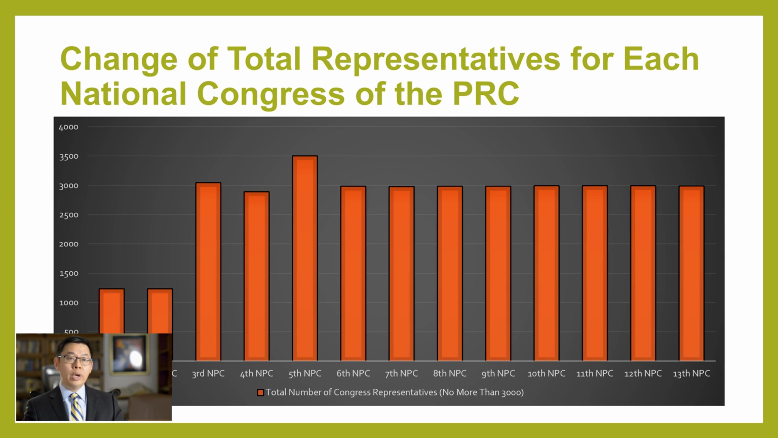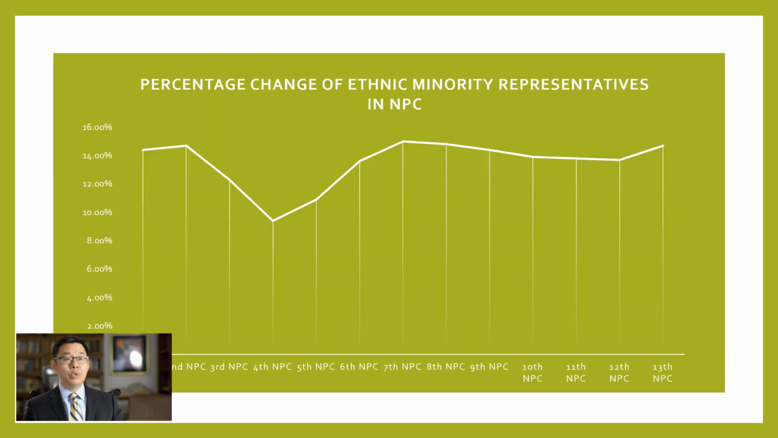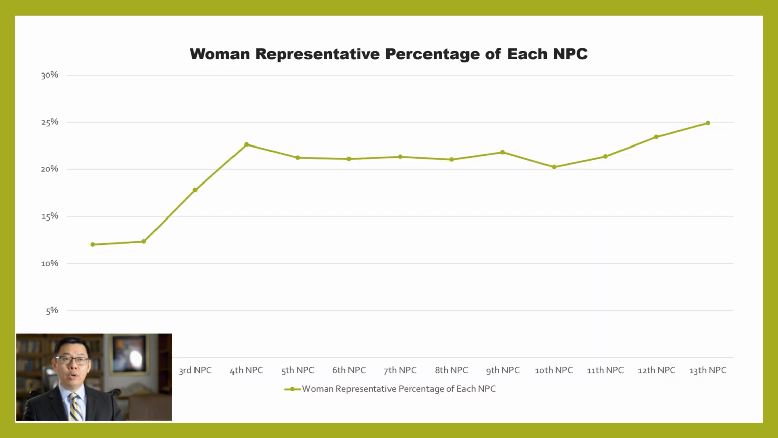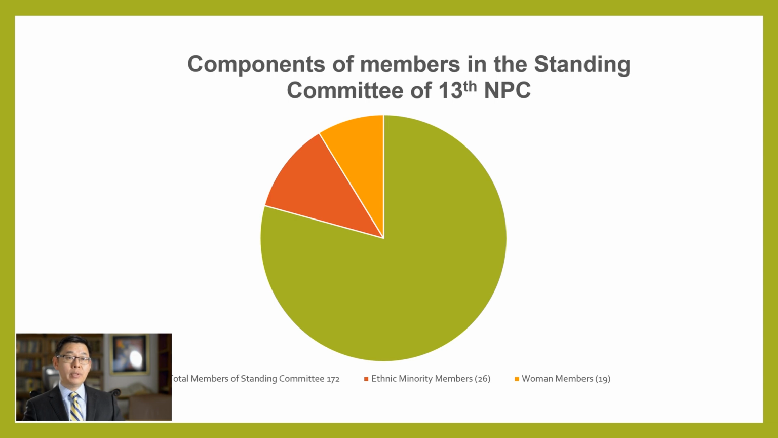This picture shows the change in the number of total representatives from the first National Congress to the 13th National Congress. Since the third National Congress, the number has been kept around 3,000 representatives. This picture shows the change in the percentage of ethnic minority representatives in the National Congress. This picture shows the change in the percentage of female representatives in the National Congress. The number of female representatives has been increasing in recent years. This picture shows the percentage of female and ethnic representatives in the Standing Committee of the 13th National Congress.